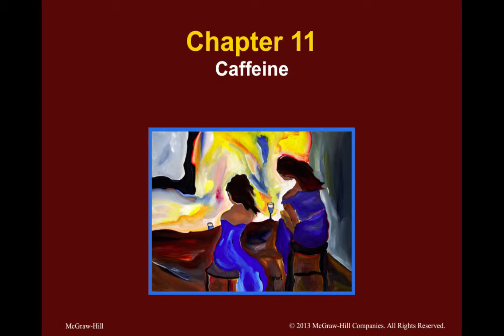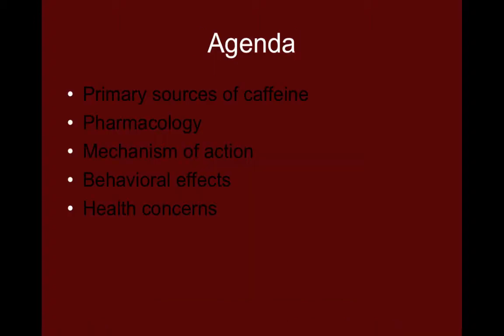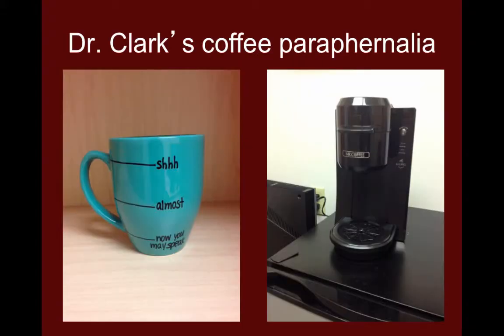Hello and welcome back for our lecture on Chapter 11 from your textbook on caffeine. Today we're going to be talking about the primary sources of caffeine in the American diet and around the world, the pharmacology of caffeine, its mechanism of action, and then behavioral effects and health concerns, rather similar to our process with many of the other drugs that we work with this semester.